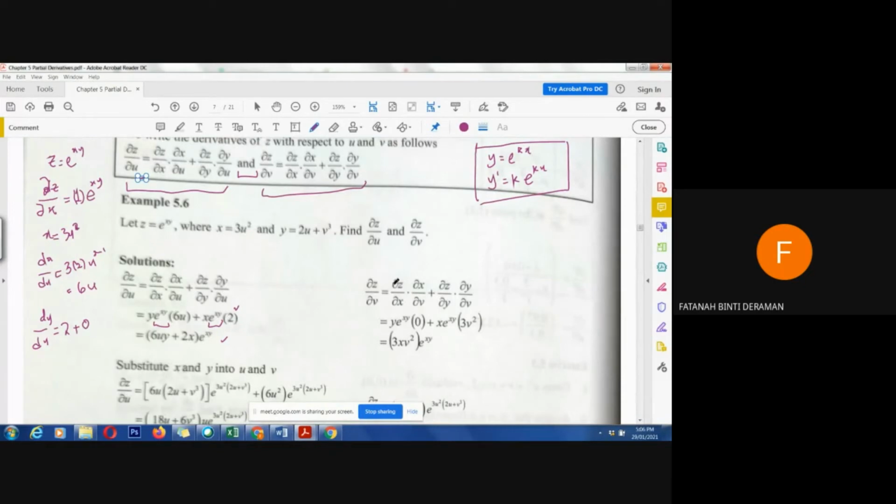And then for dz/dv, it is in this form: dz/dx times dx/dv, and then dz/dy times dy/dv. So dz/dx is the same thing here, y e^(xy), and then dx/dv. Here, where is v? We have 0v, so we get 0. There is no v there, so that is 0.